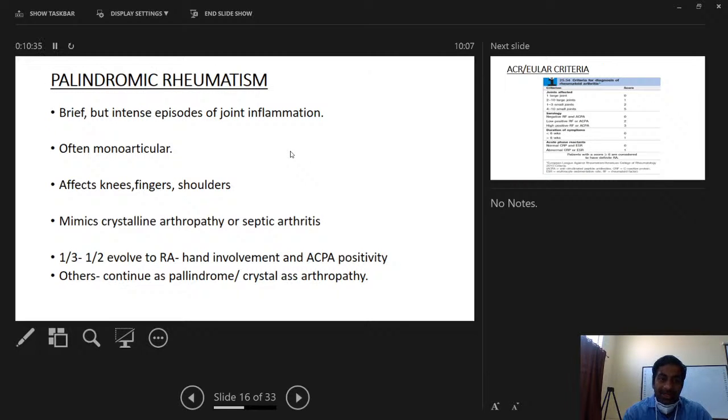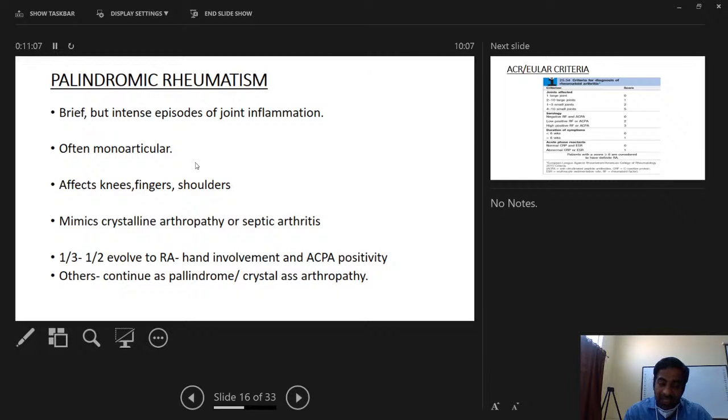Palindromic rheumatism is a brief but intense episode of joint inflammation, mostly monoarticular, where only a single joint may be involved. I've already told you rheumatoid arthritis most rarely affects larger joints, but here, as the name itself says, palindromic rheumatism affects knees, fingers, shoulders, almost all the joints. It mimics crystalline arthropathy or septic arthritis.